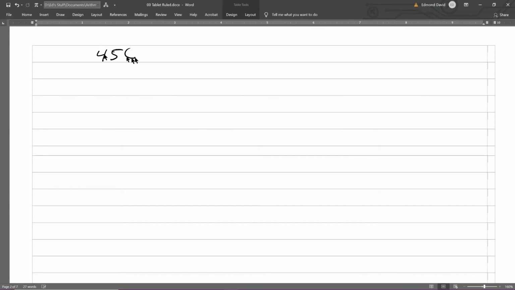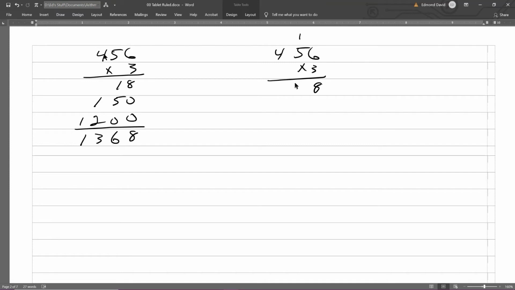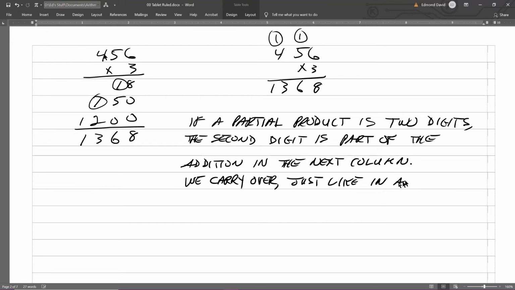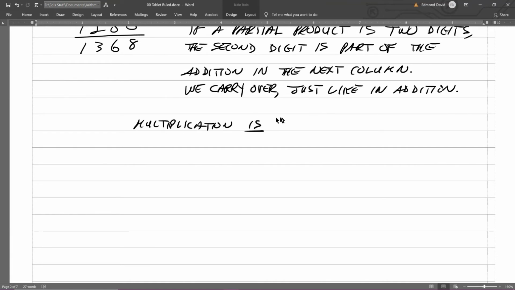But what about 3 times 456? Let's try it. 3 times 6 equals 18, 3 times 50 equals 150, and 3 times 400 equals 1200. Add them up to get 1368. Now compare that to the traditional algorithm. When we get a two-digit partial product, the second digit becomes part of the addition in the next column. We have only to carry it over. In other words, the traditional multiplication algorithm is just the distributive property with some shortcuts.